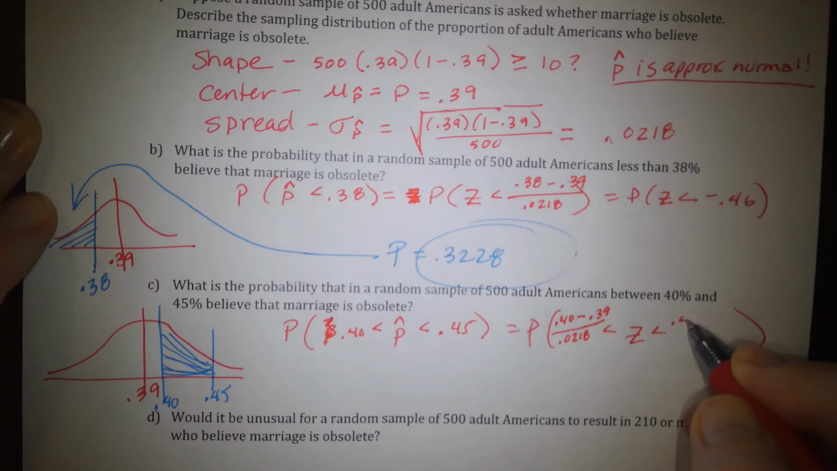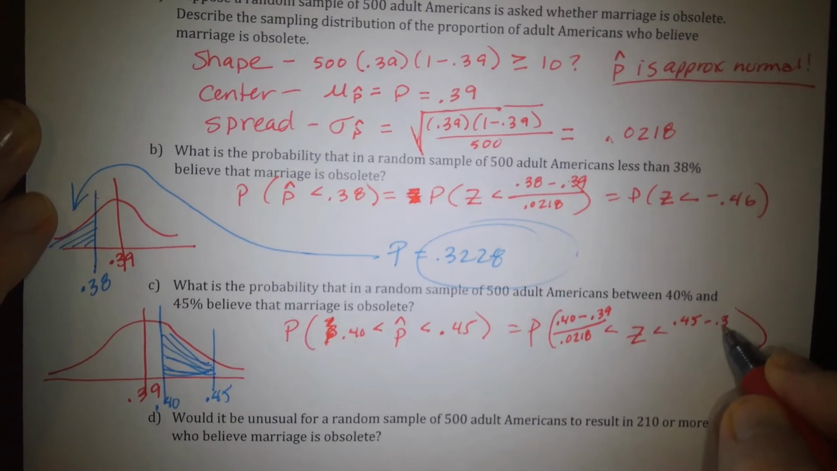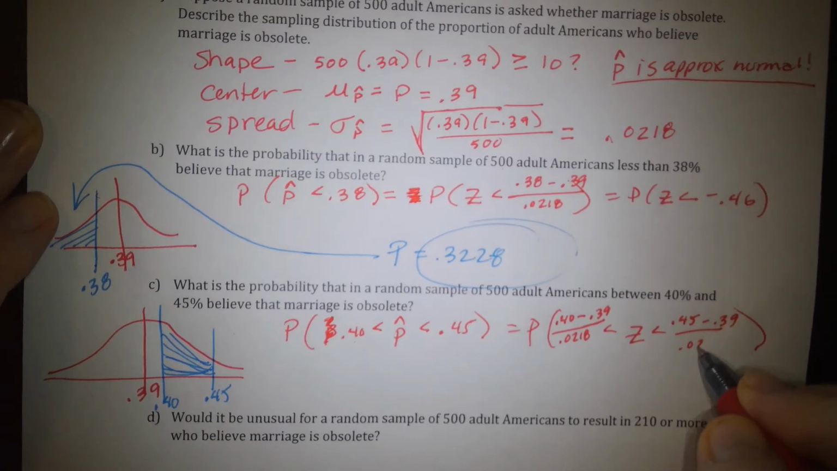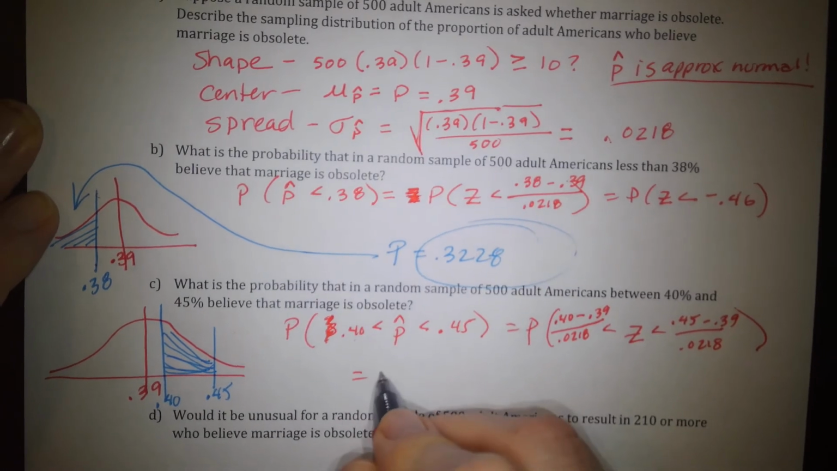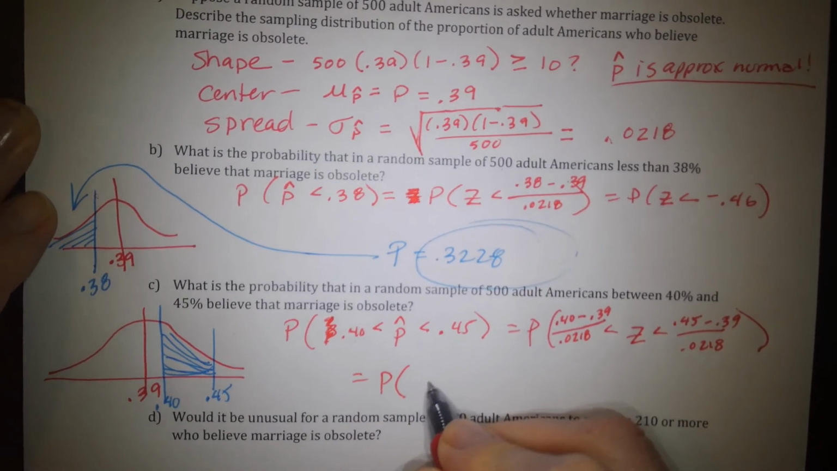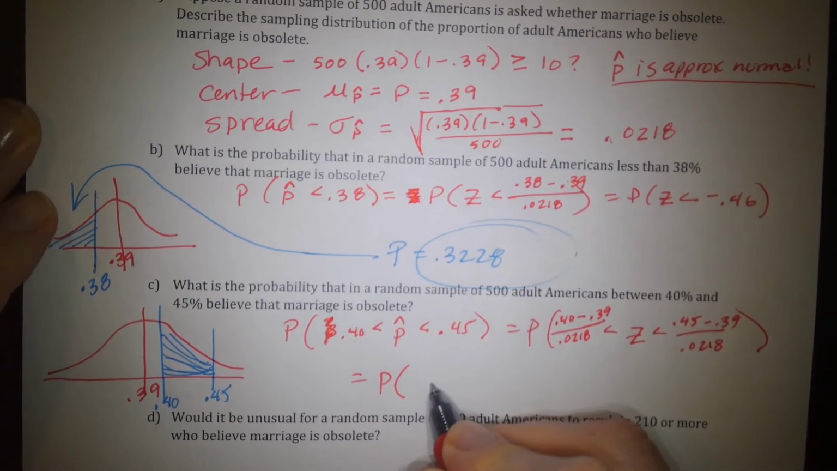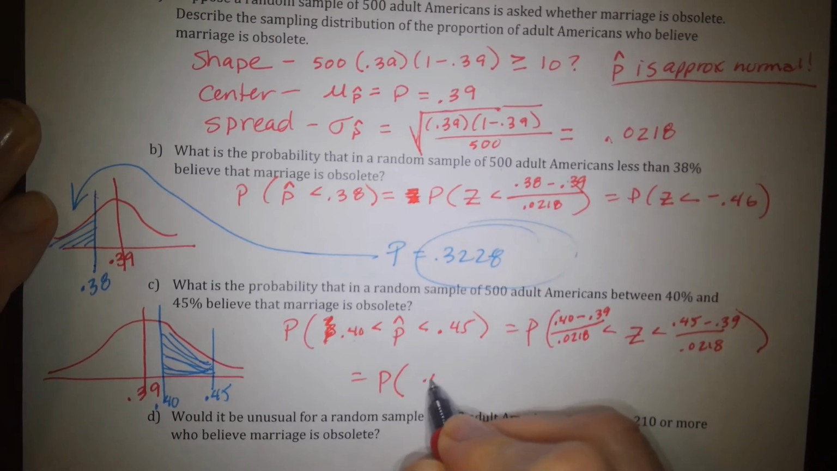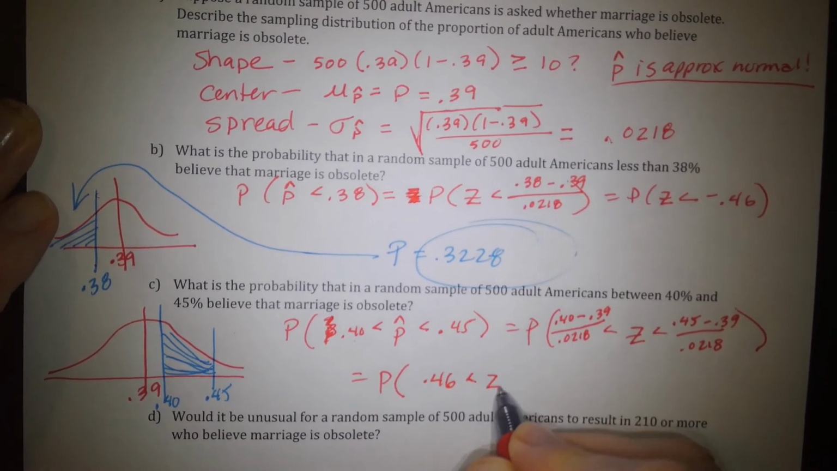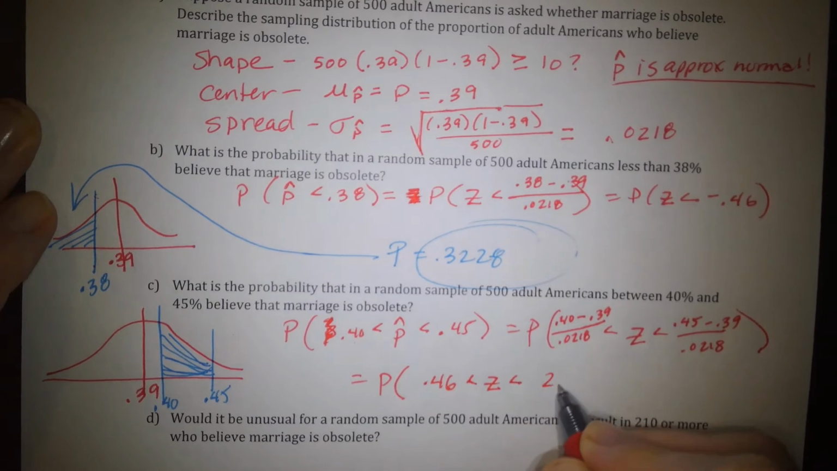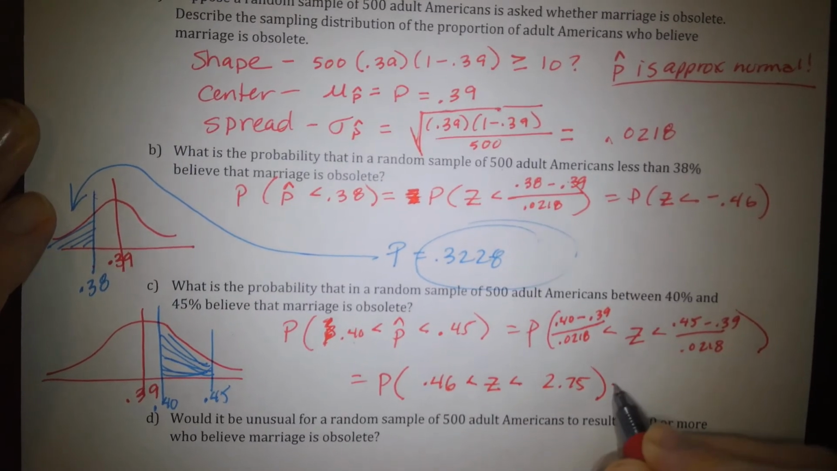So this z is going to be 0.45 minus 0.39 over 0.0218. So those two z-scores are going to be 0.46 as the lower, and 2.75 as the upper.